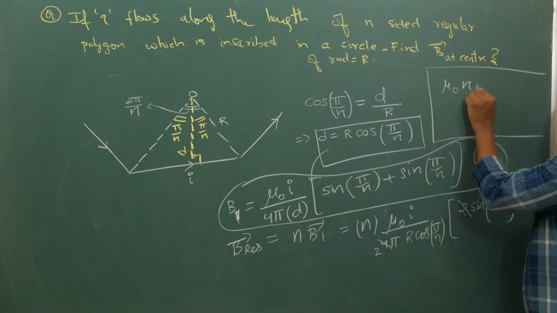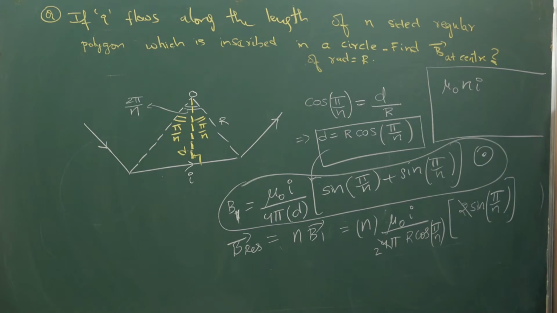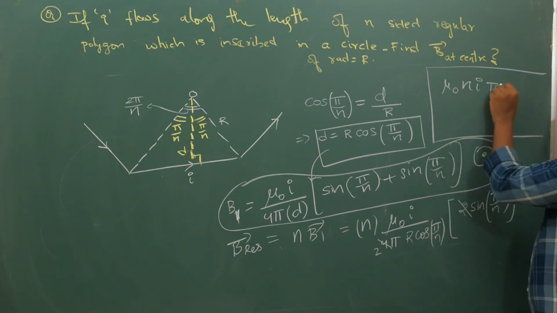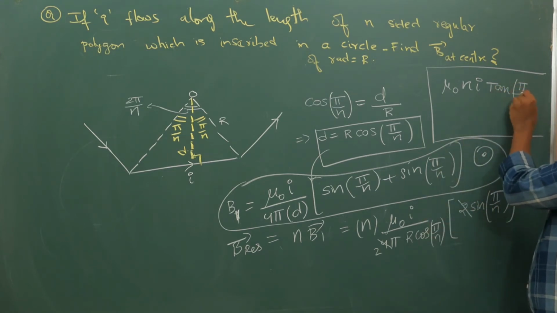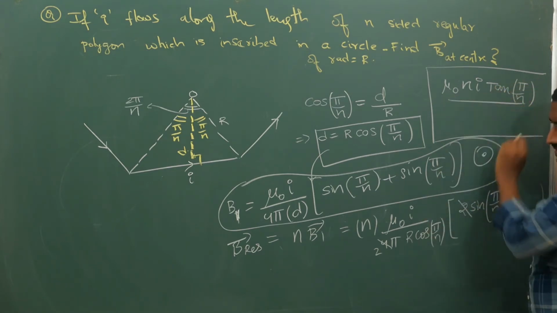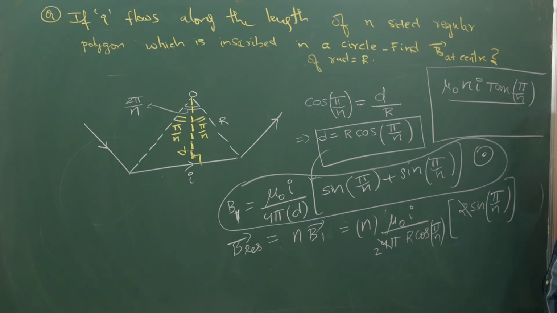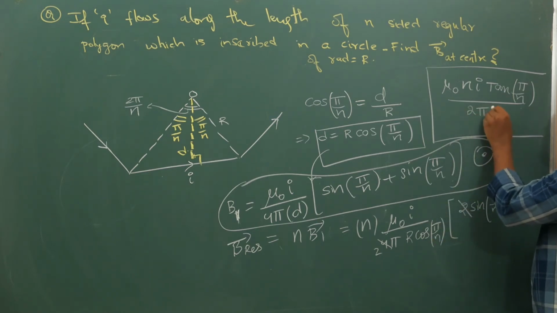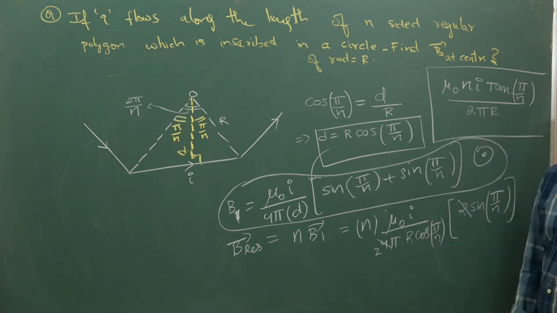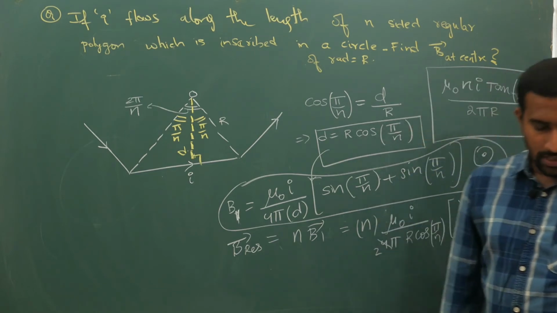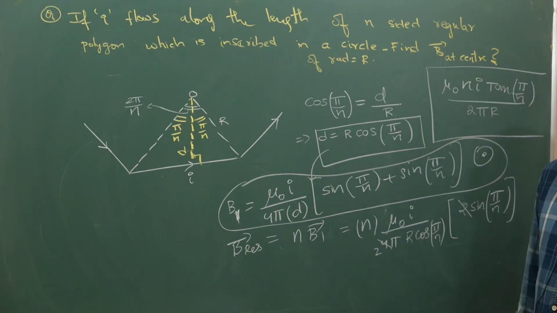mu naught n I tan pi by n, whole divided by 2 pi r. This is going to be your final answer. Okay, right, copy it.